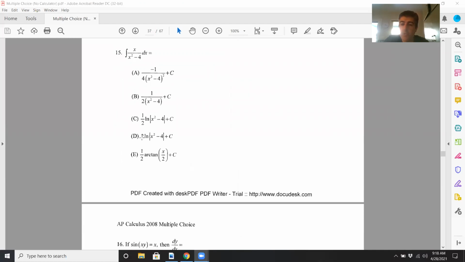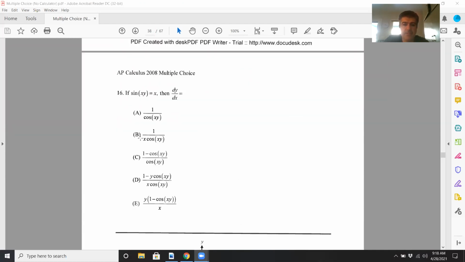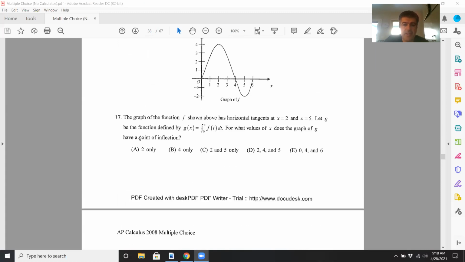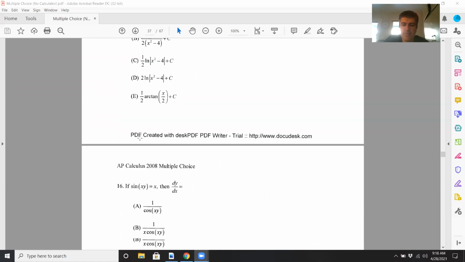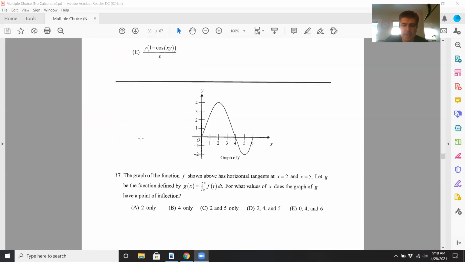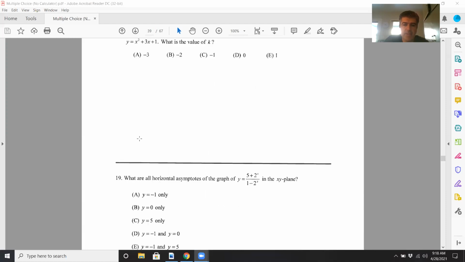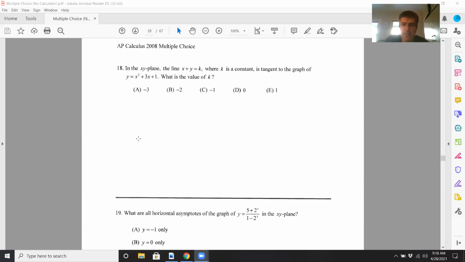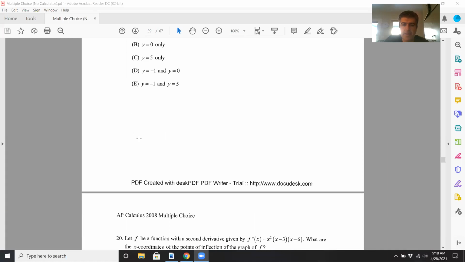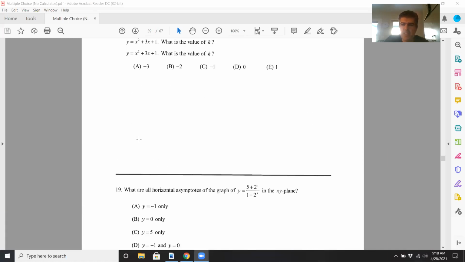Here we have another u-sub for number 15. 16 is implicit differentiation. So we got a lot of good stuff here. What's 17 about? That's an FTC style problem. 18 is kind of a little more critical thinking. 19 is more limits. Yeah, we just got a lot of good stuff here.